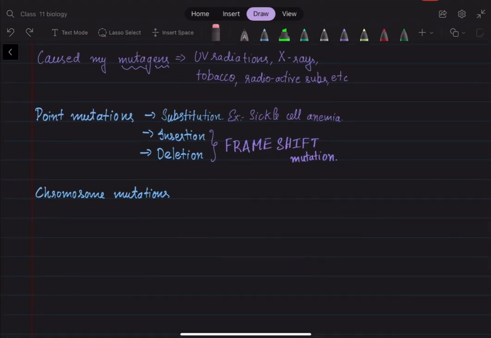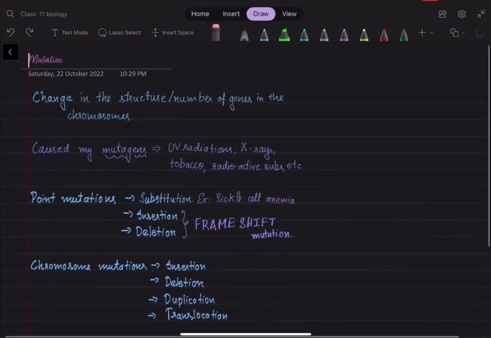Coming to chromosome mutations, we have the same categories, but in this case, we deal with genes as a whole. Insertion means an entire gene is added to a chromosome, and deletion means an entire gene is removed from a chromosome. Duplication is when the same gene is there twice in the chromosome, and translocation means a particular gene is transferred from one chromosome to another chromosome. So these were the basic types of mutation and about mutation.